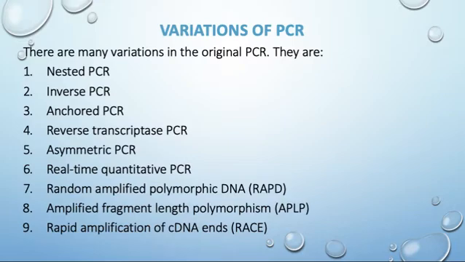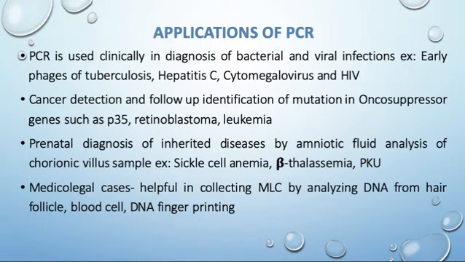So we went through the requirements for PCR, then we finished the procedure of the whole PCR, right? And then the flow chart, then we finished the variations of PCR. Next we'll go on to the applications or uses of PCR. The PCR technique is used for diagnosis of bacterial and viral infection. Examples are early phases of tuberculosis, Hepatitis C, Cytomegalovirus, and HIV, where you use it.